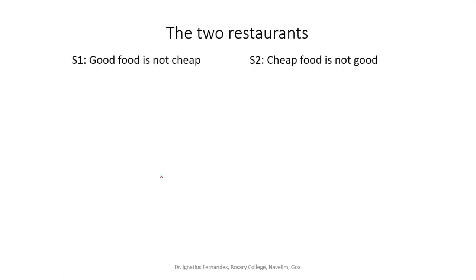So let us go back to the example that we started with when we were starting this chapter. There was a situation where there were two restaurants opposite each other. One of the restaurants said that good food is not cheap, and the other restaurant said that cheap food is not good. And we wanted to determine whether they mean the same thing or not. So now we are in a position to answer this question. I have statement S1 and I have statement S2. I want to determine whether both these statements are equivalent or not.